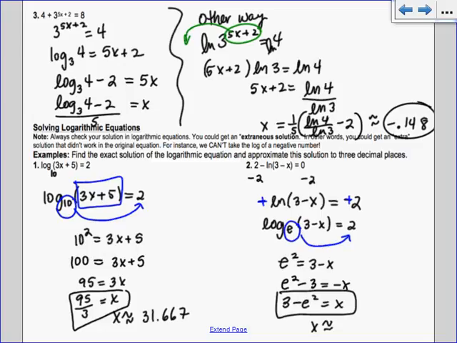So if I find my decimal approximation, I do 3 minus e squared. E is a number. It's on your calculator. It's where that natural log button is. It's second, and then the natural log button. So we get negative 4.389.